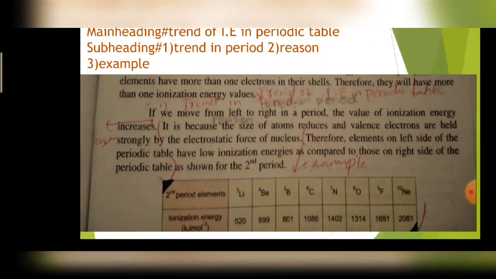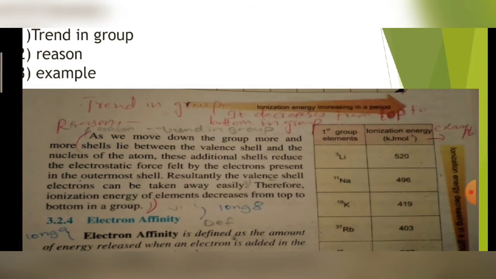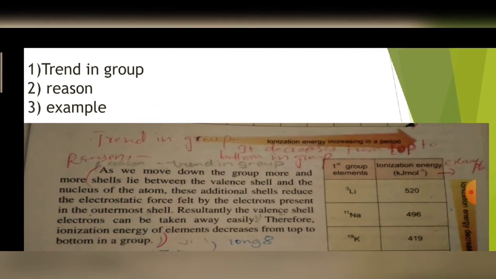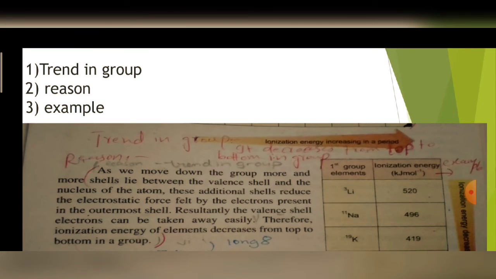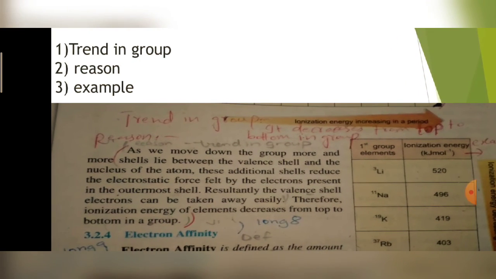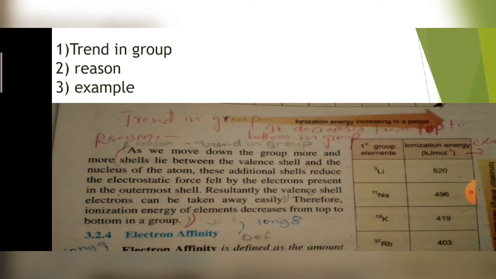Next, trend in group. Here you write the subheading, trend in group. It decreases from top to bottom in a group. You have to add this line here. After that is the reason.